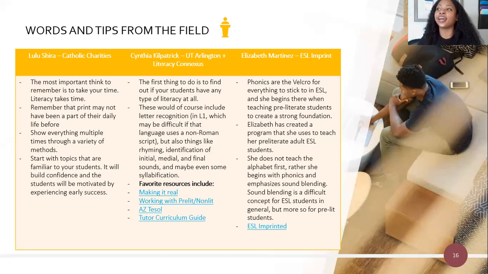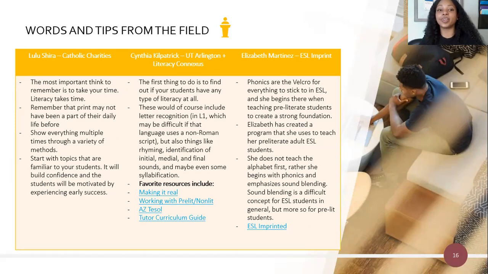Literacy takes time. I know sometimes it feels like we're trying to get the students to know as much as possible, but there are a lot of skills to develop. So even if it seems like you're staying on the same subject, they need that time. And print may not have been a part of their daily life before. So that's another reason why they need time. They need time to get adjusted.